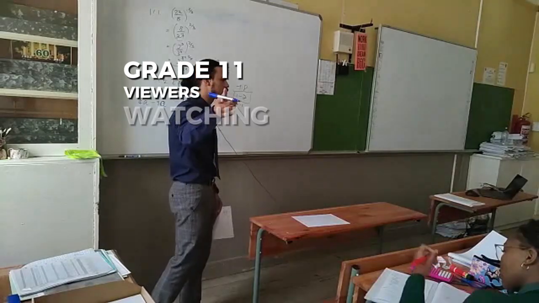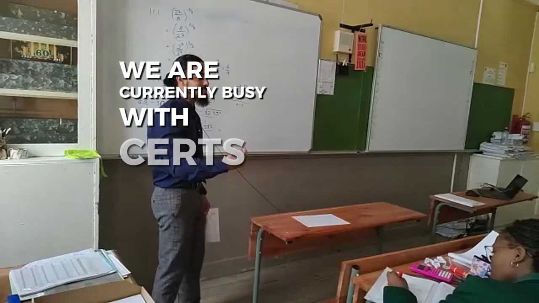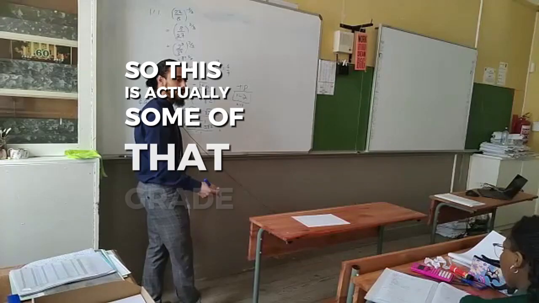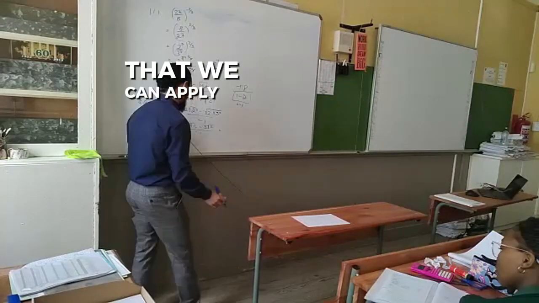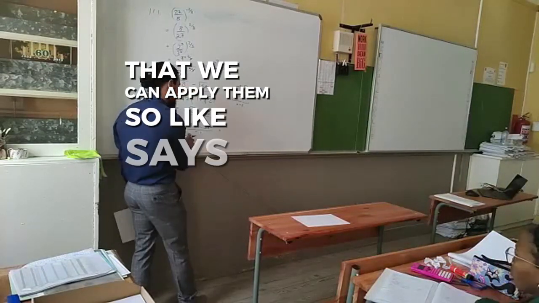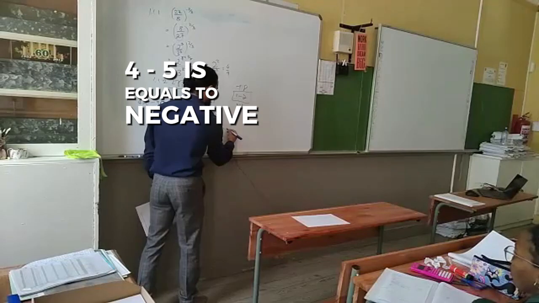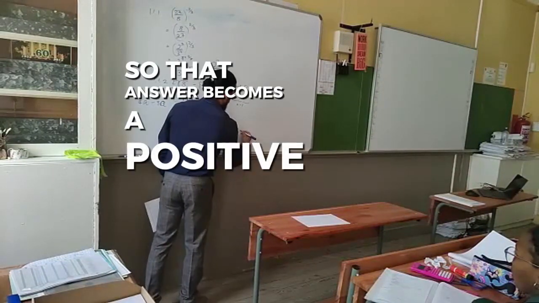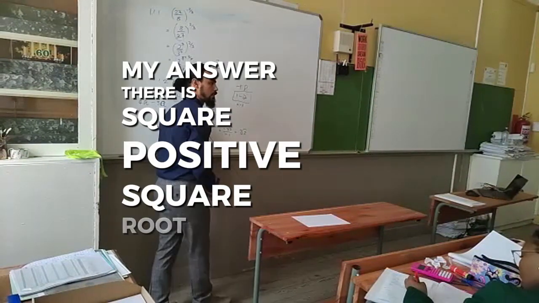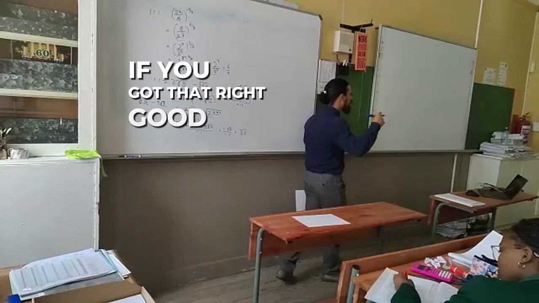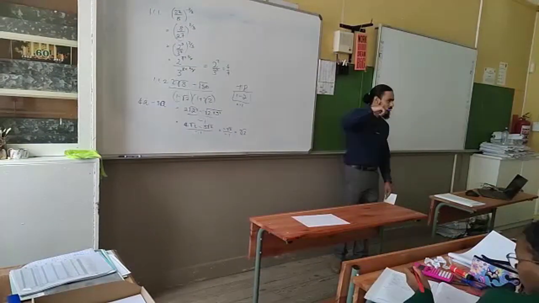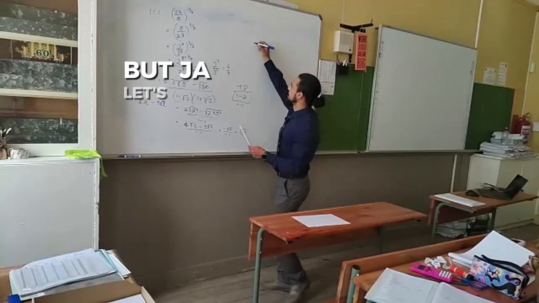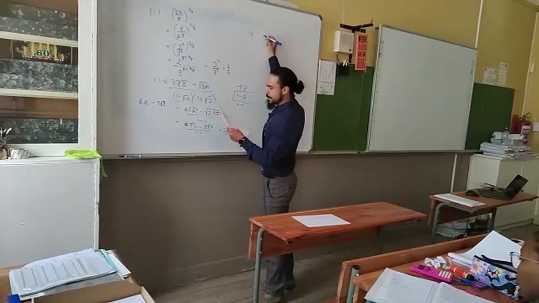Grade 11 viewers watching there, we are currently busy with surds and indices in grade 11. So this is actually some of that grade 11 revision that we can apply there. So like surds, 4 minus 5 is equal to negative square root 2 over negative 1. So that answer becomes positive. Our answer there is positive square root 2. If you got that right, good stuff. You know you can work grade 12. Now we need to get to, still not on grade 12 level, but yeah, let's move on. We're going to get there, hopefully.